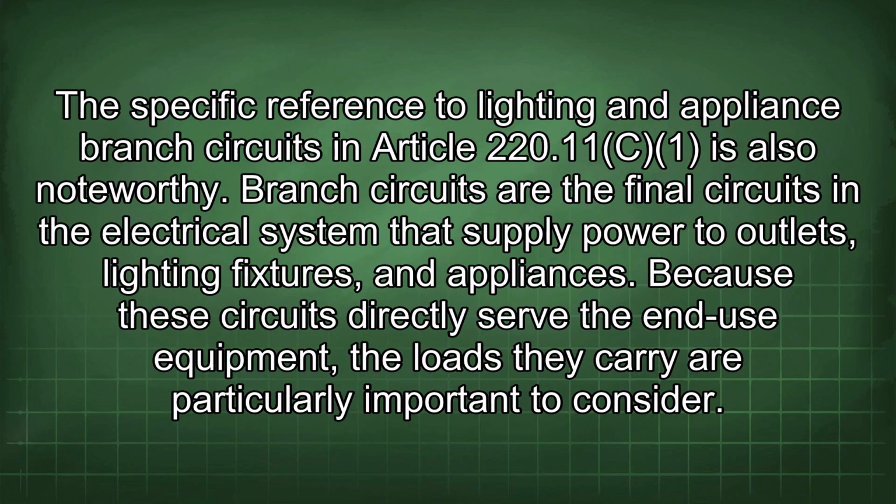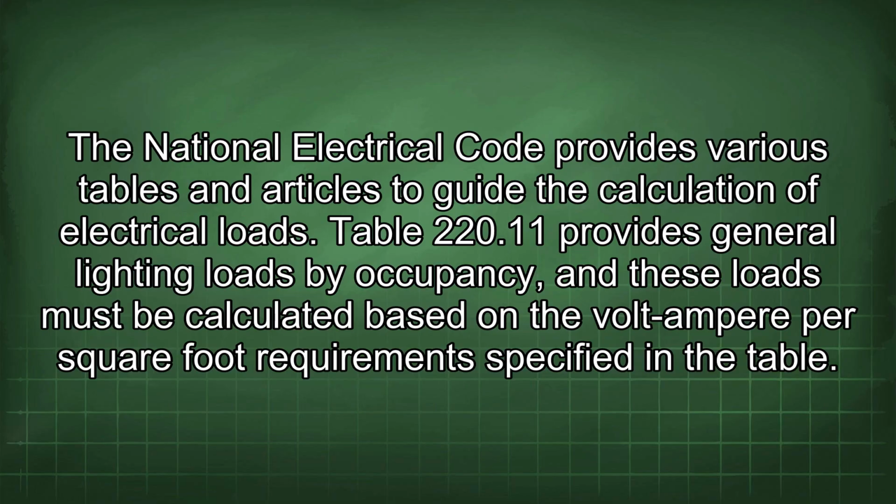The specific reference to lighting and appliance branch circuits in Article 220.11 is also noteworthy. Branch circuits are the final circuits in the electrical system that supply power to outlets, lighting fixtures, and appliances. Because these circuits directly serve the end-use equipment, the loads they carry are particularly important to consider. The National Electrical Code provides various tables and articles to guide the calculation of electrical loads. Table 220.11 provides general lighting loads by occupancy, and these loads must be calculated based on the volt-ampere per square foot requirement specified in the table.